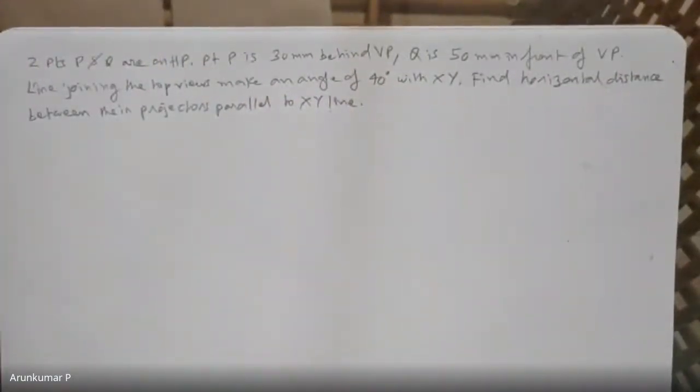So 2 points P and Q are on HP. Point P is 30 mm behind VP. Q is 50 mm in front of VP. The line joining the top views makes an angle of 40 degrees with XY. Find the horizontal distance between their projectors parallel to XY line. This is the statement, similar to what you have solved yesterday. Very similar, I should say.